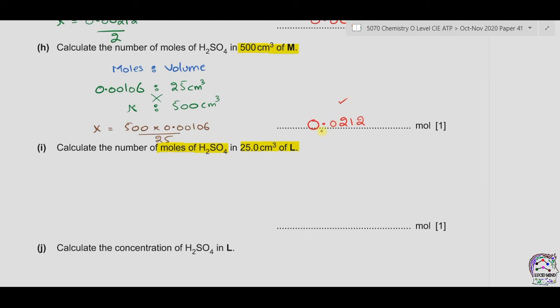So the number of moles are similar, so it should be 0.0212.